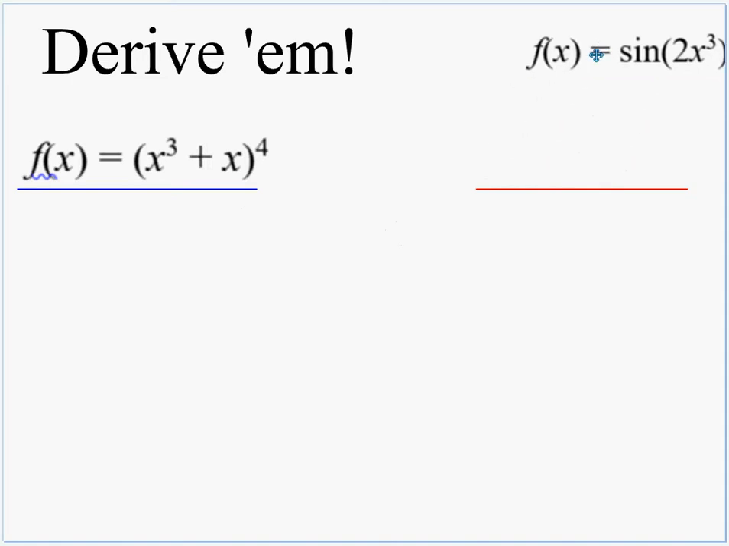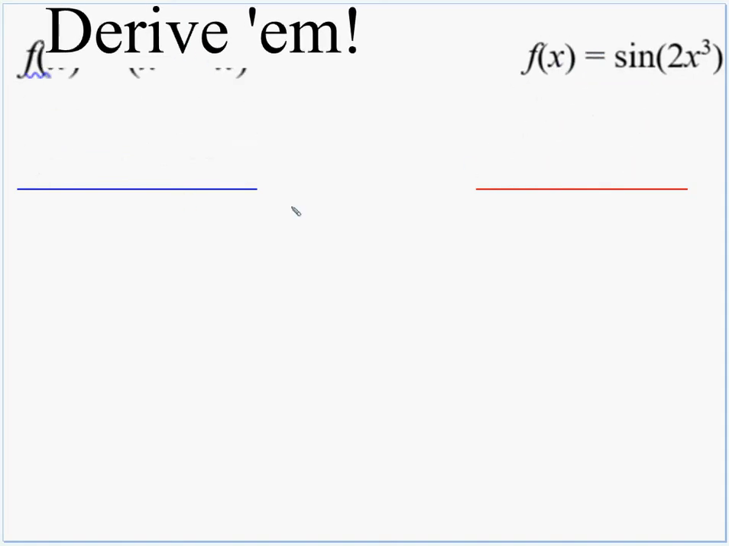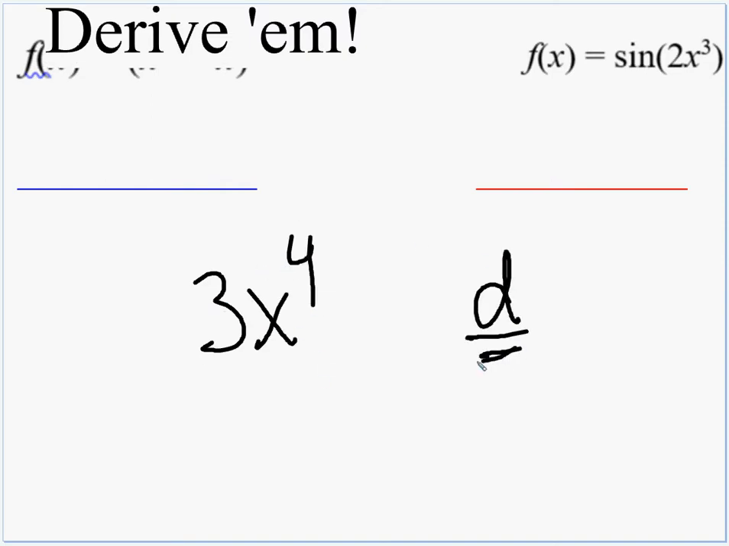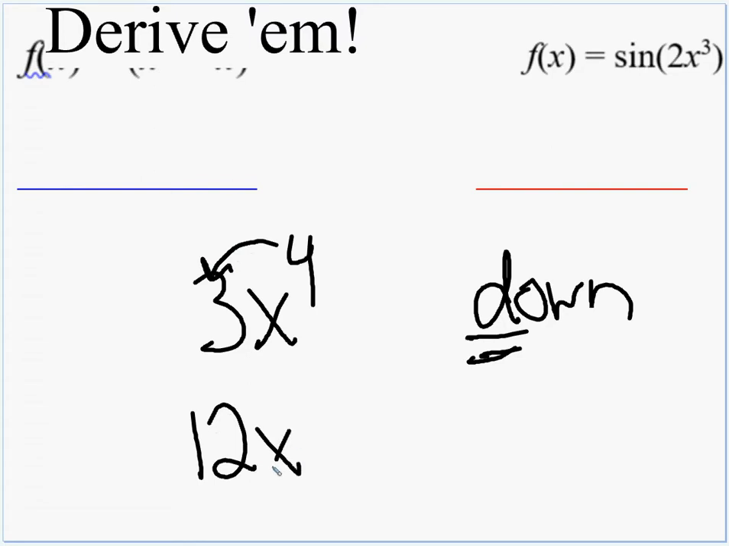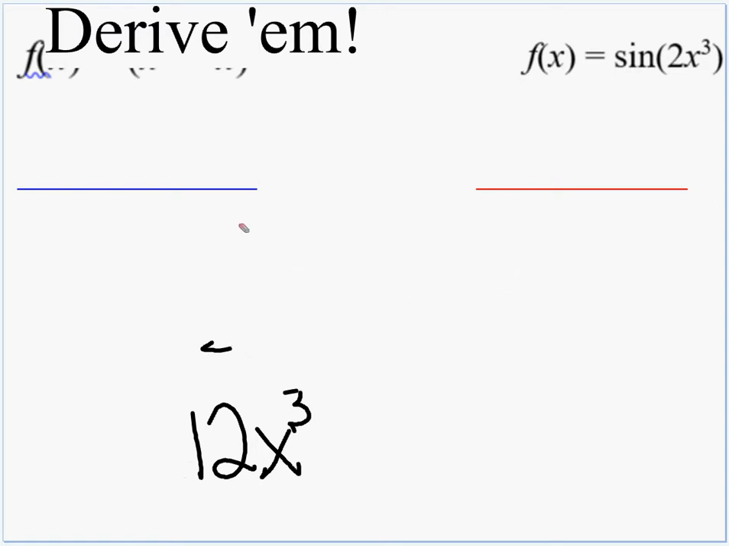Usually, I have always thought of deriving as a downward process. Like if I have 3x to the fourth and I derive, derive begins with the letter D, down also begins with the letter D. The exponent comes down and we multiply, 12x. The exponent goes down one power to the third. So at least in my own head, I've always thought of deriving as a downward process. And then naturally that's going to make anti-deriving or integrating an upward process.